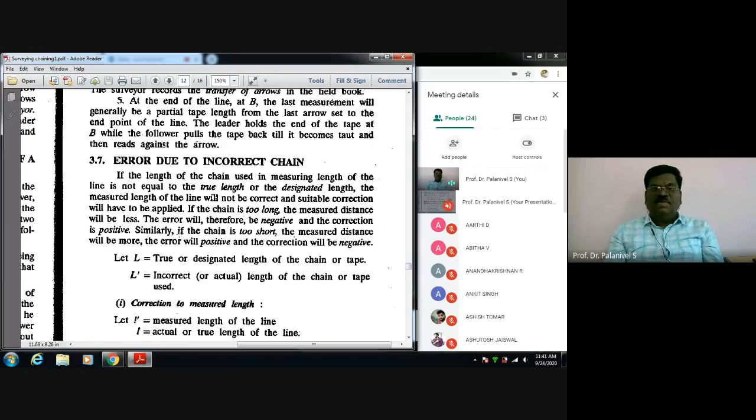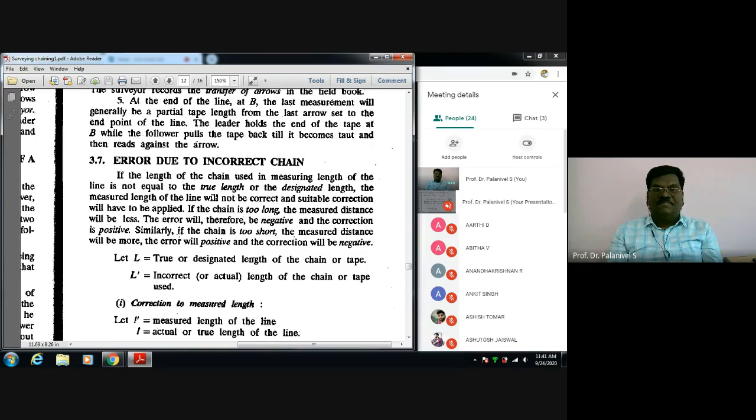If the chain is too long, the measured distance will be less, so the error involved in the measurement will be negative, because you will be getting a lesser length. And the correction is positive, so you have to add to get the corrected length. Similarly, if the chain is too short, the measured distance will be more. The error will be positive, an additional distance, and the correction will be negative.